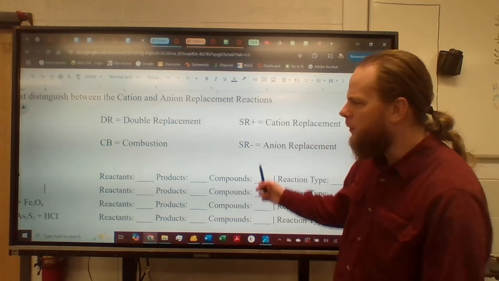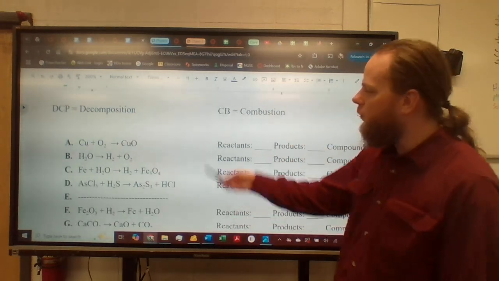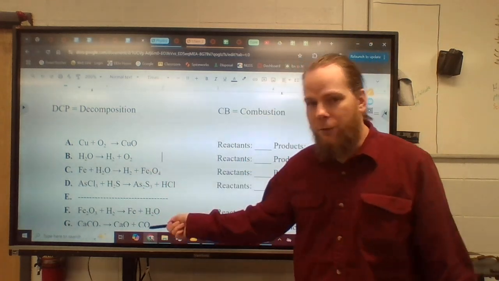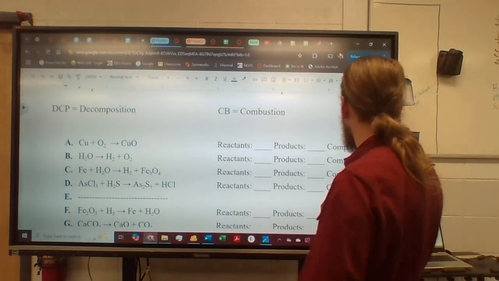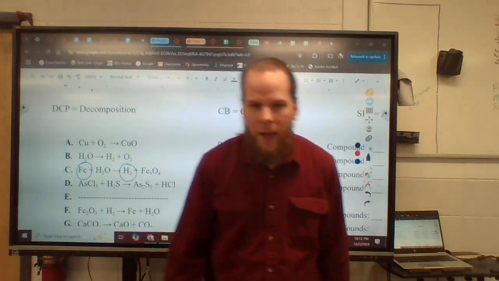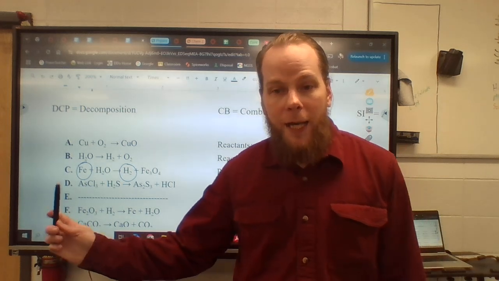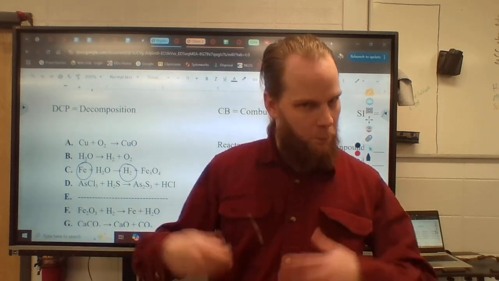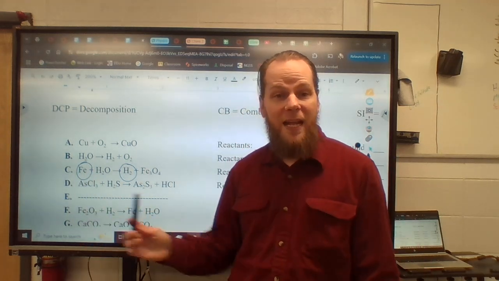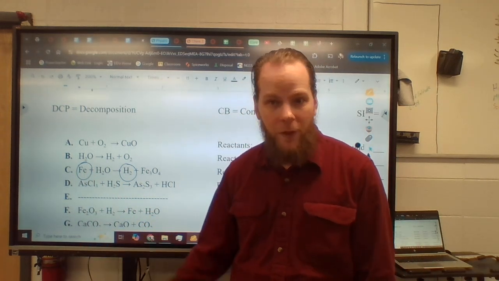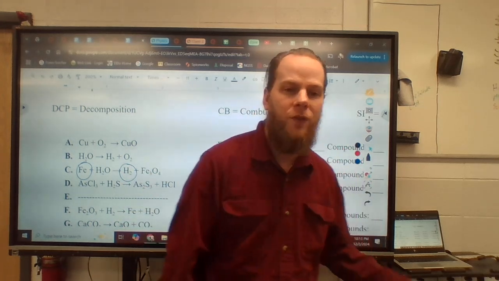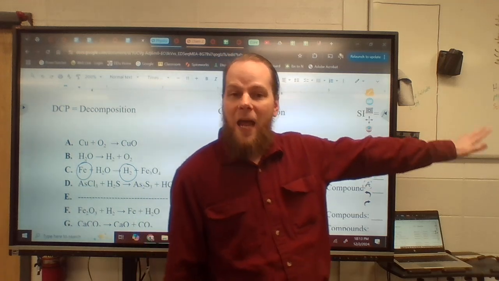Okay, but first, let's figure out which one C is. So C is obviously single replacement because that's all that's left. Well, is it a cation replacement, though, or is it an anion replacement? Well, we have iron and hydrogen as our elementals. Iron is a metal. Hydrogen pretends it's a metal when we're doing reaction types. So that means this is a cation replacement. So the reaction type off on the edge of the page is Sr+.